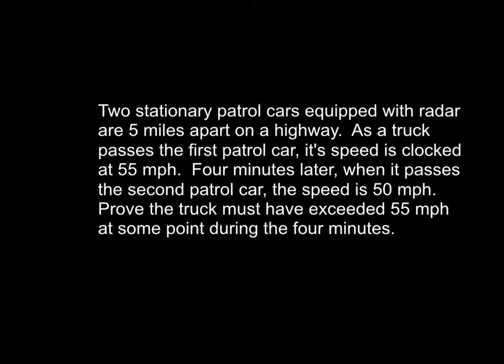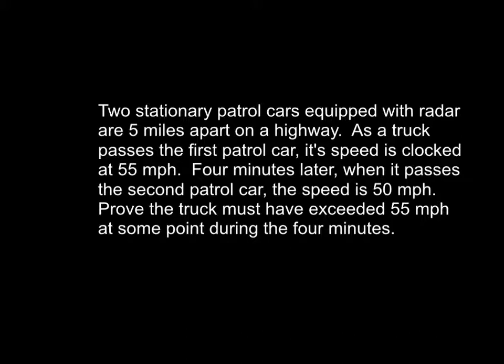As the truck passes the first patrol car, its speed is 55 miles an hour. So they're okay. They're driving the speed limit or under. Four minutes later, it passes the second patrol car, and the speed is 50 miles per hour. We want to prove that he had to have exceeded 55 miles per hour at some point during the 4 minutes.